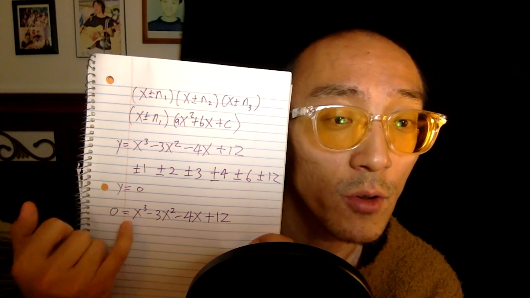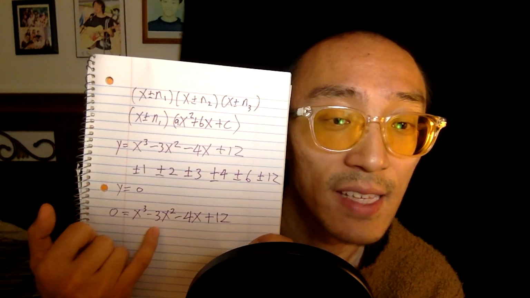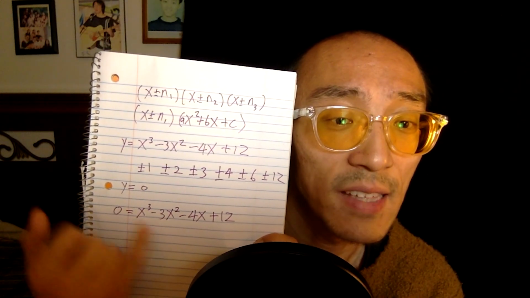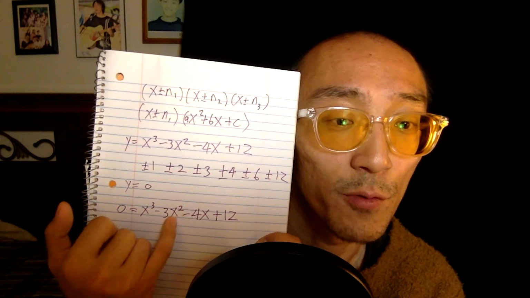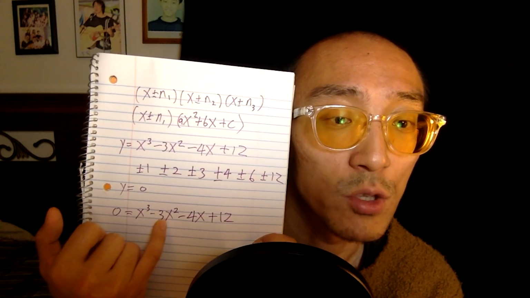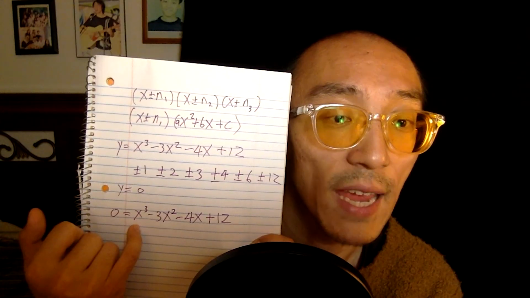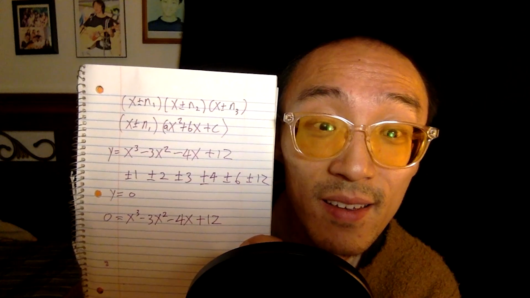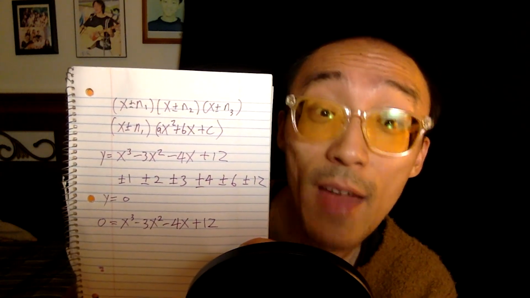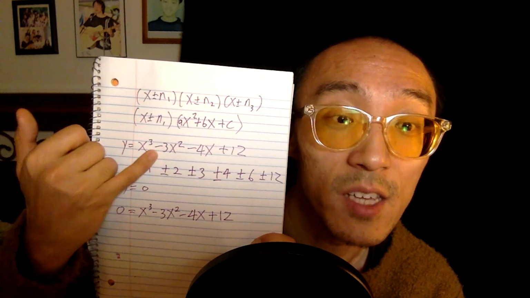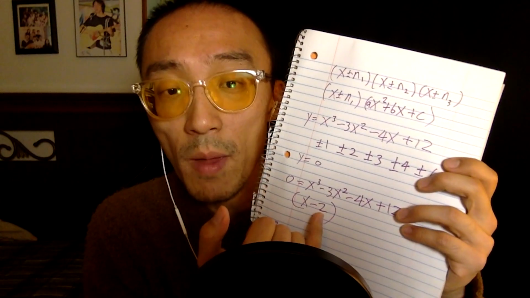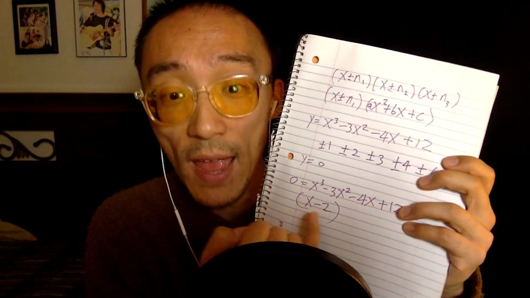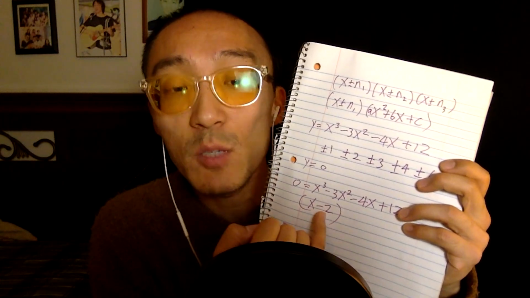So if we plug in 1 or negative 1, we're definitely not going to get 0. So then we're going to plug in 2. Let's plug in 2. 2 to the third is 8. 2 squared is 4, and then 4 times 3 is 12. So 8 minus 12 is negative 4, and then plus 4 times 2 is 8, minus 8, plus 12, that's 0. So we just found a factor of this equation. Let's write that down. Remember, we write x minus 2 because if we set that equal to 0, x equals 2, right? That's why it's x minus 2.